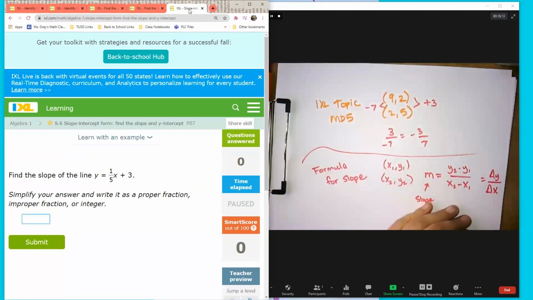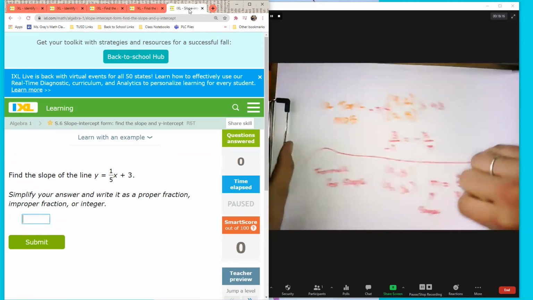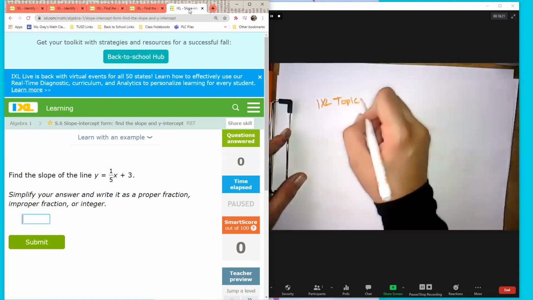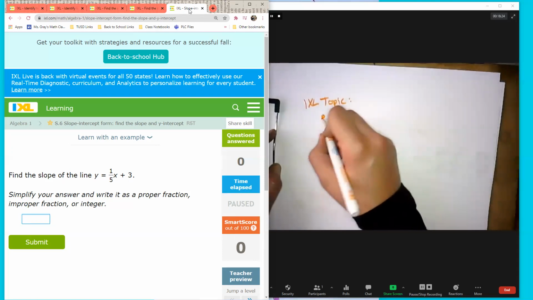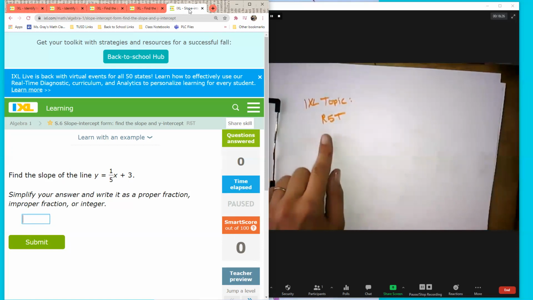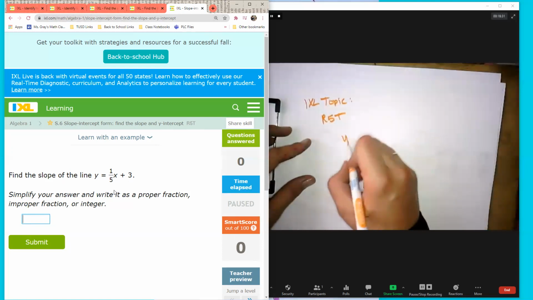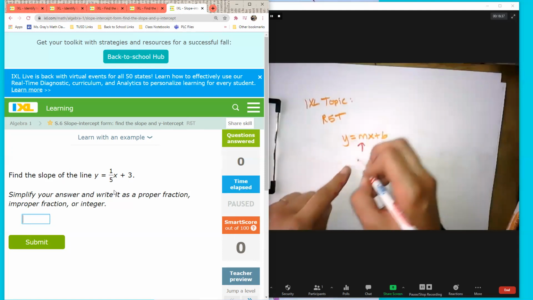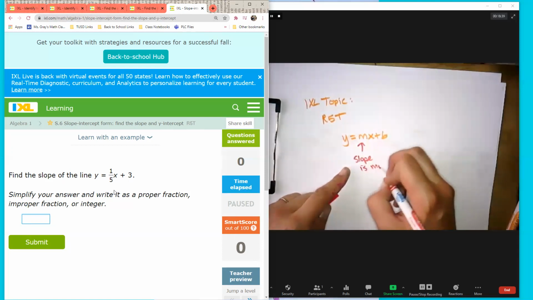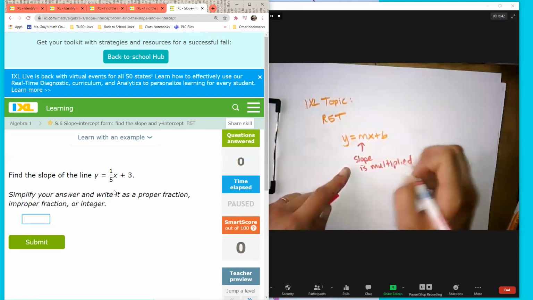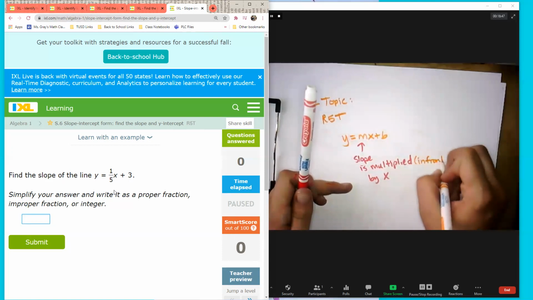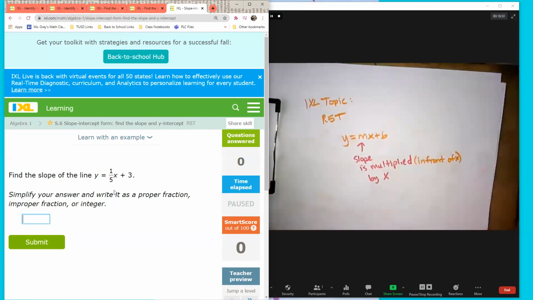All right, last topic. This one's a little bit different, kind of a preview for next week. So this is IXL topic R5T. R5T is basically finding the slope when you're in slope-intercept form. So remember I just said that m is slope. Slope is multiplied by, which you can also think of as in front of. It's also in front of the x.